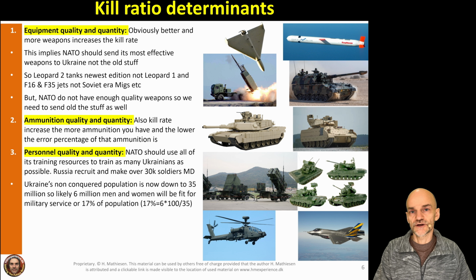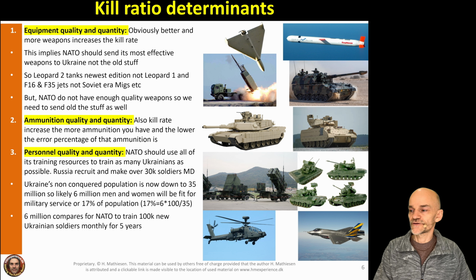Now, I'm of the opinion that NATO should use all of its training resources to train as many Ukrainians as possible. We know that Russia is recruiting about 30,000 soldiers every month, and Ukraine's population right now is 35 million. So if we assume 17% of their population can be fit for military service, that would be 6 million men and women that could go to war. That would compare to 100,000 Ukrainians that could be trained for combat every month.